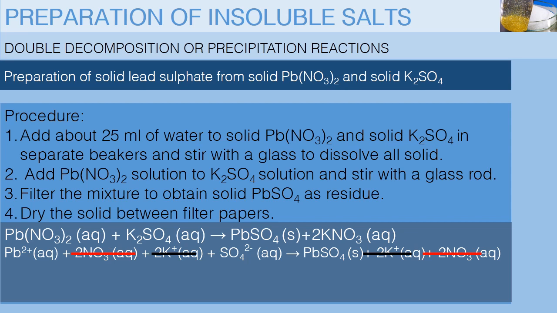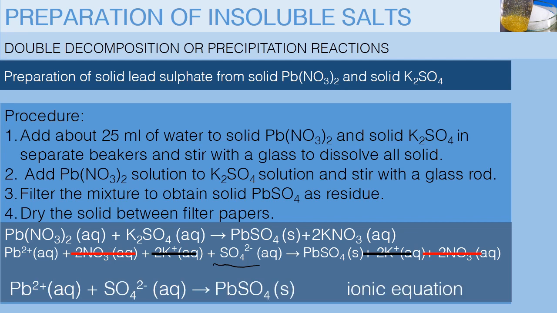Lead ions reacting with sulfate ions to give lead sulfate. And the final equation is written as follows. It requires quite some practice for you to get it, but don't worry, you can always repeat the procedure as many times as you wish until you get the hang of it.